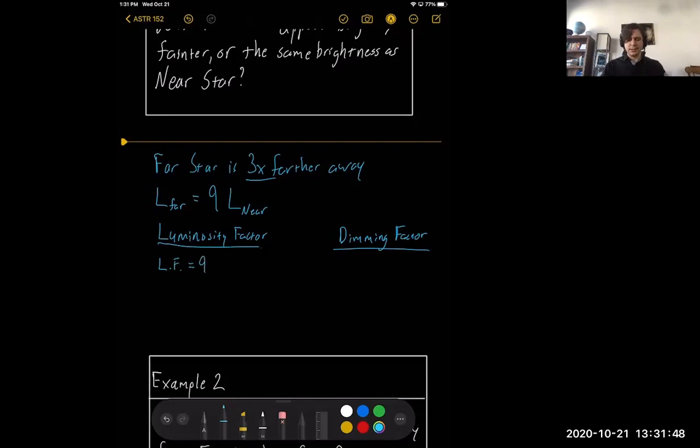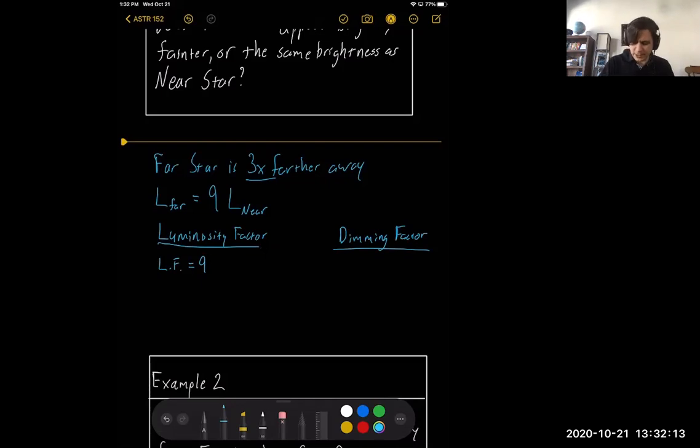The fact that the luminosity of the far star is 9 times greater than the near star means that if they were at the same distance, it would be 9 times brighter. So the dimming factor is okay, well, the far star is farther away. And as you move something farther away, it gets dimmer. So the dimming factor is telling me how much the difference in distance is dimming the farther away star.